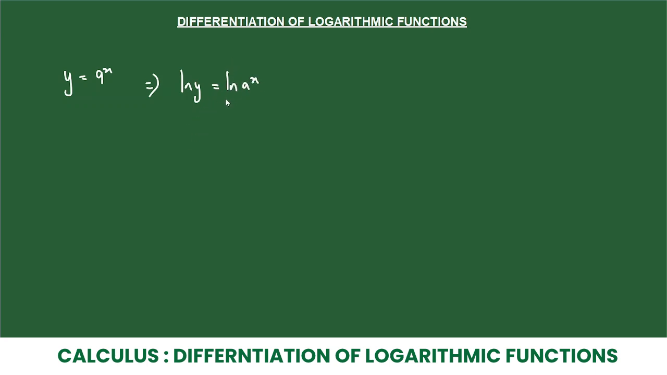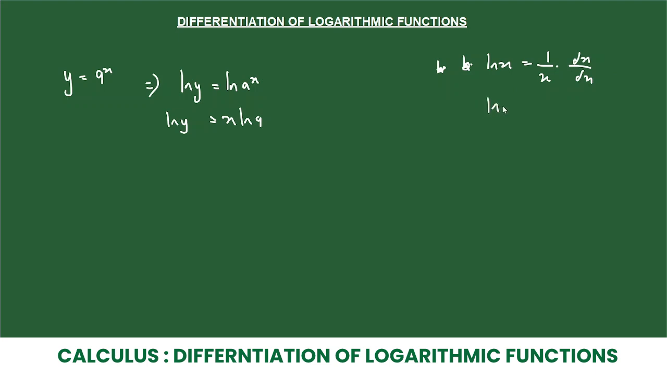And we know the rules for logarithms, so we are going to have x ln a on the right and ln y on the left. We are going to differentiate this using the chain rule. If you have ln x and you differentiate with respect to x, you get 1 over x times dx over dx, and dx over dx is 1, so you get 1 over x.